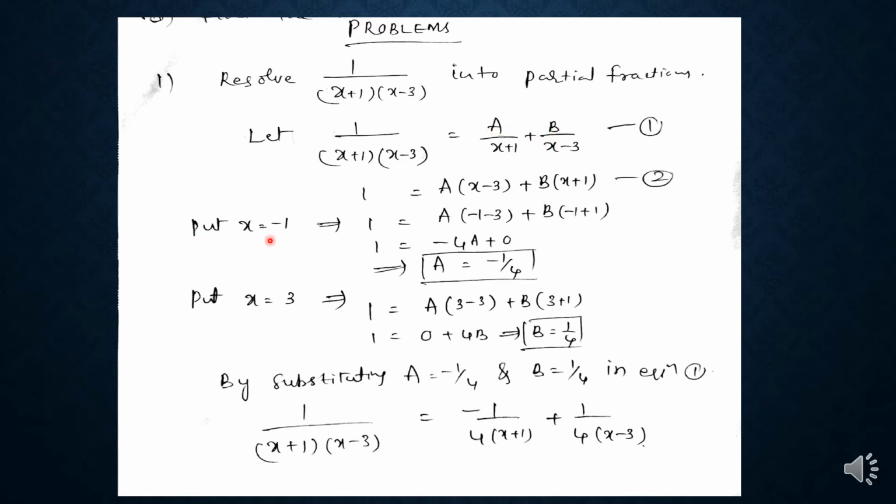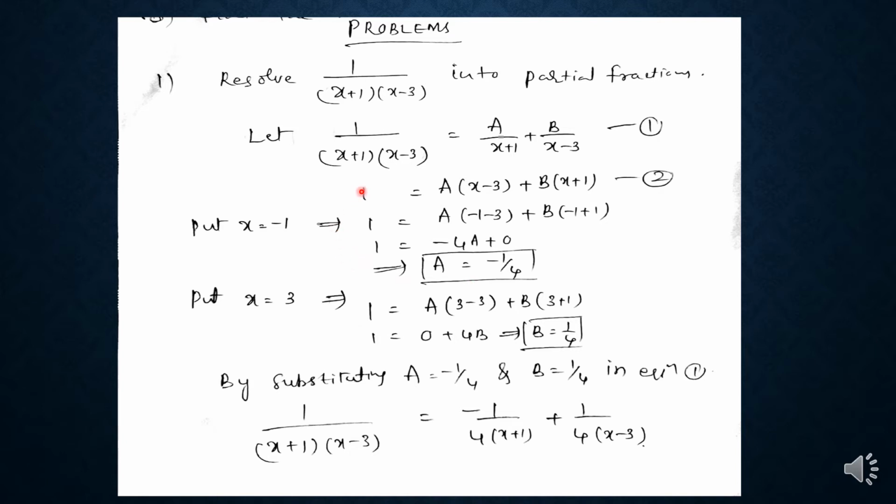So put x is equal to minus 1 in the second equation. That is, 1 is equal to a into minus 1 minus 3 plus b into minus 1 plus 1. That is, b into 0 is 0. A into minus 4, minus 4a is equal to 1. So a is equal to minus 1 by 4. Thus we got the value of a.